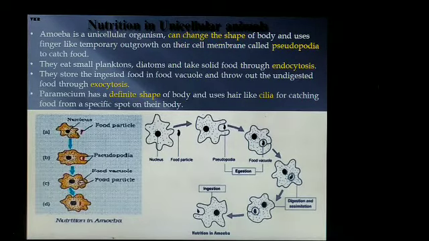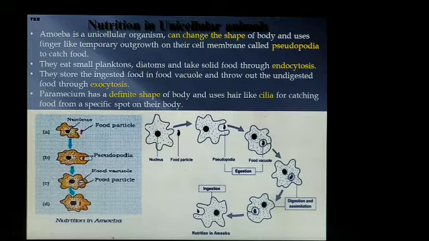Why pseudopodia? Pseudo means false, podia means foot, so false foot. It occurs for a short time, and after that it can resume its normal shape. Since there is no definite shape, due to the push and pull of the cytoplasm inside the amoeba, it can change its shape. So amoeba is a unicellular organism that can change the shape of its body and uses finger-like temporary outgrowths on its cell membrane, called pseudopodia, to catch food. You can see this is the irregular shape of the amoeba. It can change its shape in different steps, you can see.